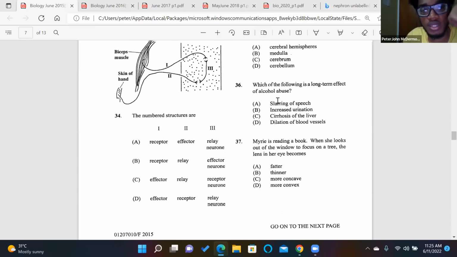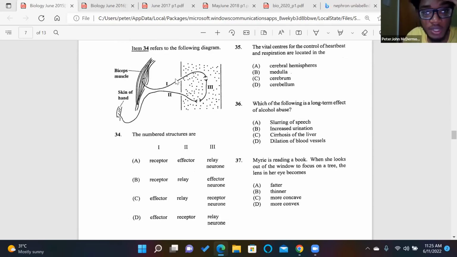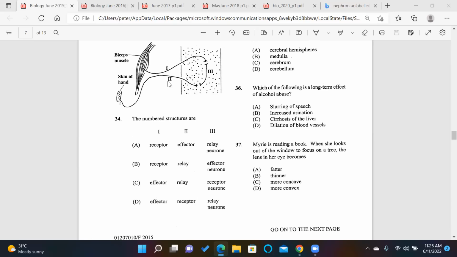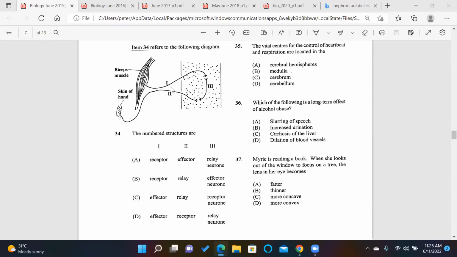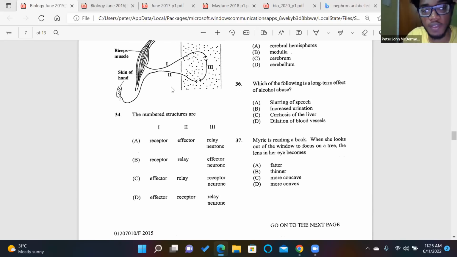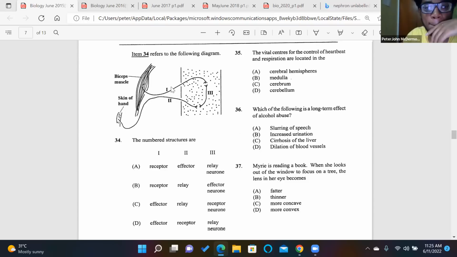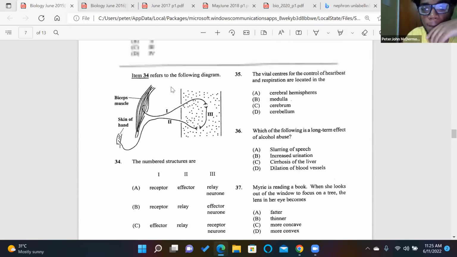Yeah. So let's deal with this. Let's start with 2. What's 2? The effector? 2? Oh, receptor, sorry. What's 3? Relay neuron. What's 1? The effector. All right. How do we know the difference between the effector and the receptor? What's the effector?